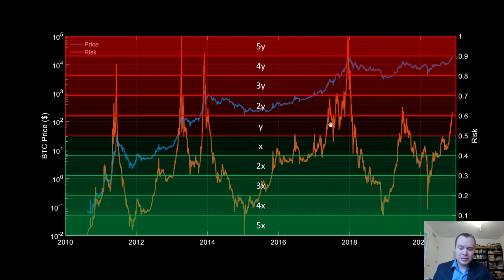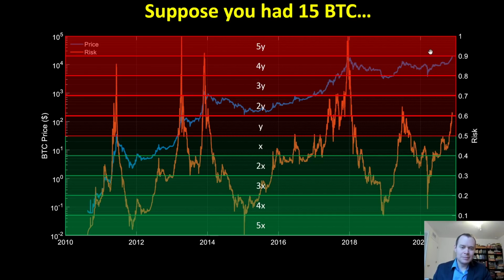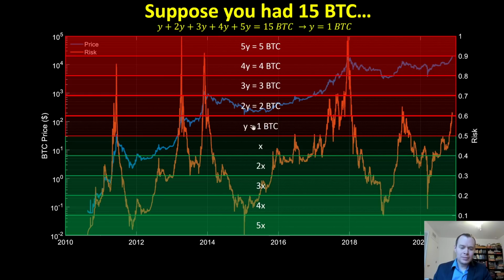What I do, generally speaking, is buy Bitcoin when the risk is below 0.5, and I look to sell it when it's above 0.5. It's a systematic strategy so that I sell increasing amounts as it goes up. Imagine you had 15 Bitcoin the minute you cross 0.5 risk. If we add these areas up, y plus 2y plus 3y plus 4y plus 5y gives you 15y, and if you had 15 Bitcoin, 15y equals 15 Bitcoin, so y would equal 1 Bitcoin. So at this level, you might sell 1 Bitcoin, at this one 2, 3, 4, and 5. So 1/15, 2/15, 3/15, 4/15, and 5/15.